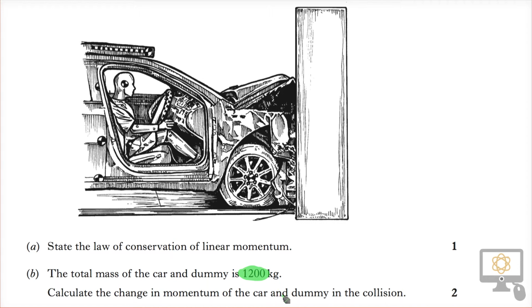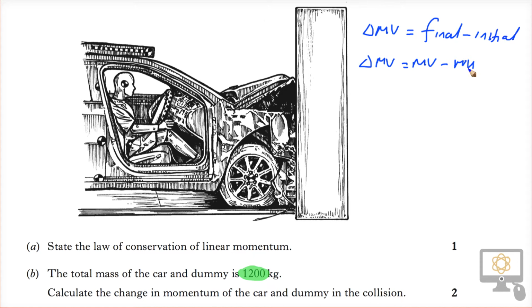Calculate the change in momentum of the car and dummy in the collision. So we're trying to calculate the change of momentum. I'm just going to write the solution up here. Change of momentum, which is delta mv or delta p, you could write, is always the final minus the initial momentum. And so writing that properly would be mv minus mu.